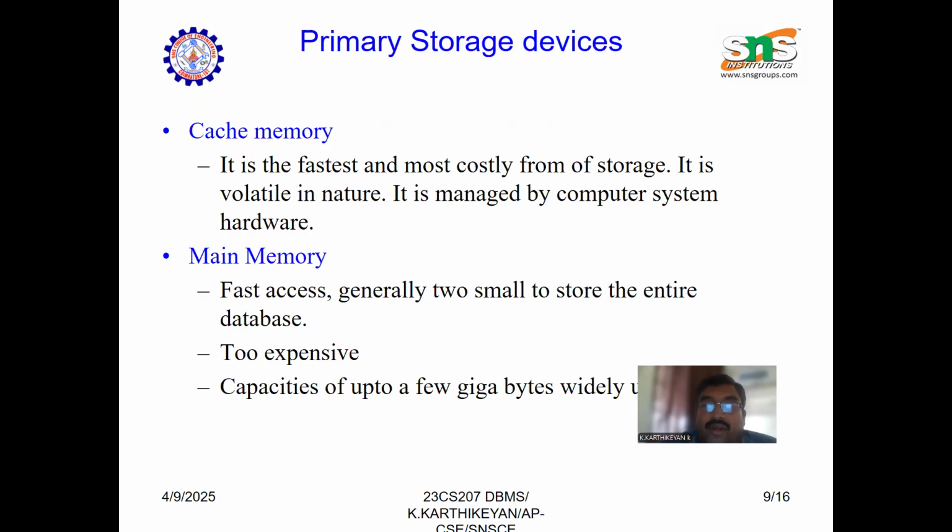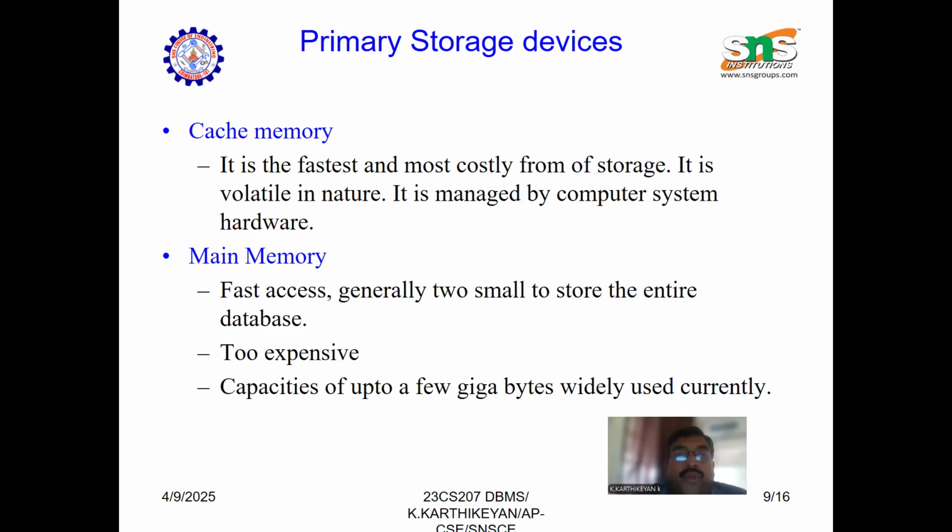This is primary storage: cache memory and main memory. It is the fastest and most costly form of storage. It is volatile in nature. It is managed by the computer system hardware. Main memory gives fast access but is generally too small to store the entire database. It is too expensive, with capacity of up to a few gigabytes, and is widely used currently.